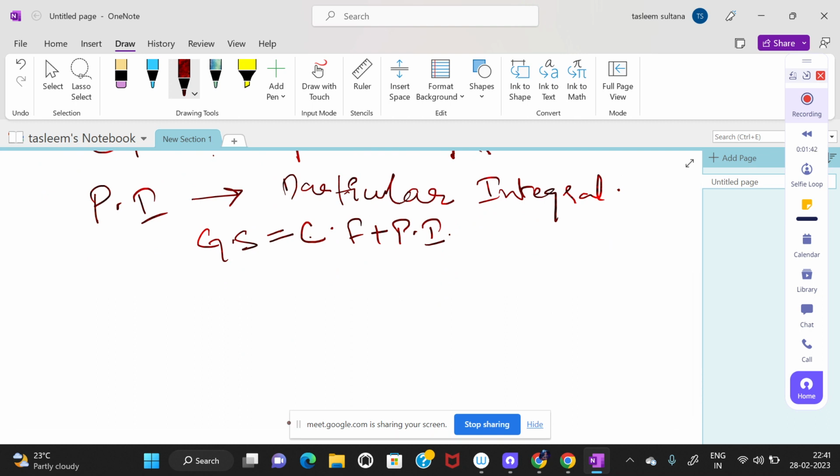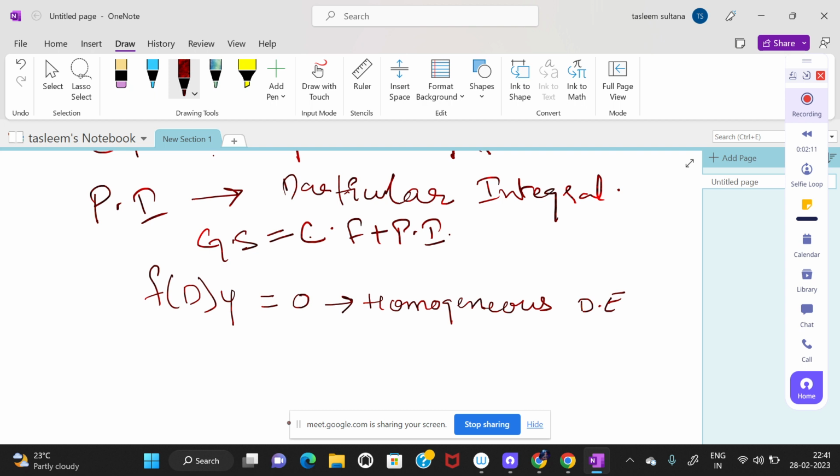When you are going to find that PI case, when it is in the form of non-homogeneous differential equation, under there you are going to find that particular integral. Suppose your equation is in the form of f of D into y equals 0. This is known as homogeneous differential equation.